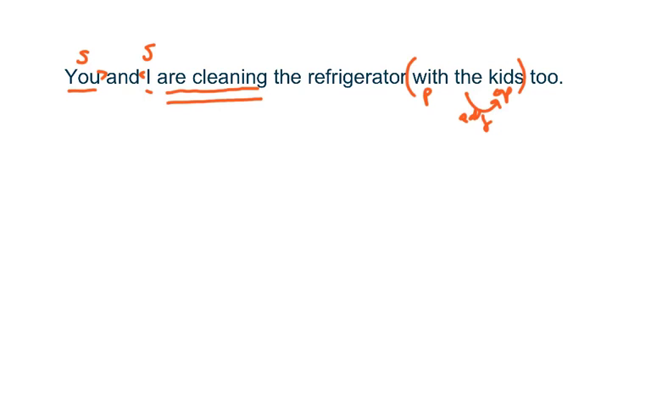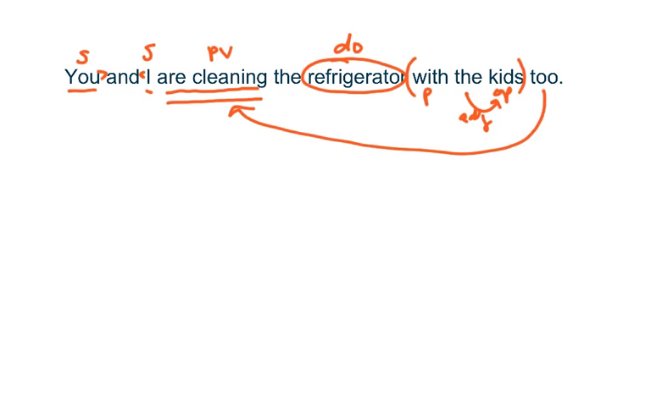What are we doing? You and I are cleaning. So here we have an action verb, so we have a predicate verb. What are we cleaning? Does it tell us? Is it a transitive verb? Yes. Transitive verb. We've got a direct object, the refrigerator. Okay, so let's mark all words that we haven't marked yet. Too. Too is an adverb, so it's going to modify our cleaning.